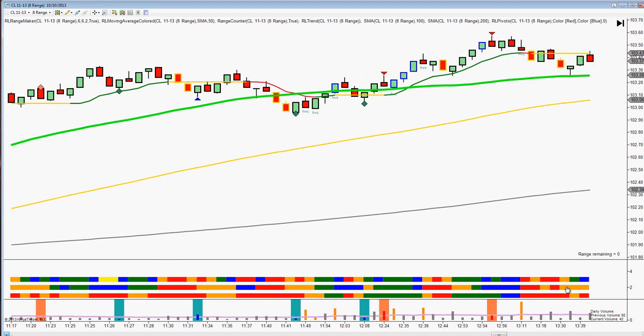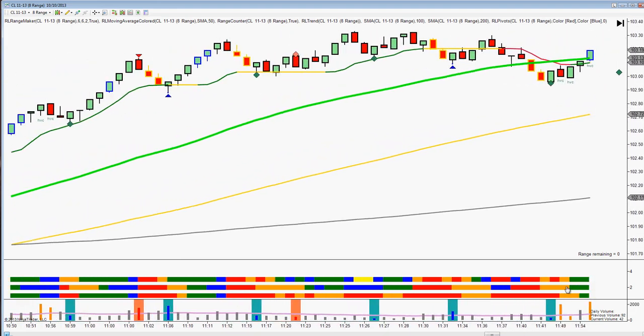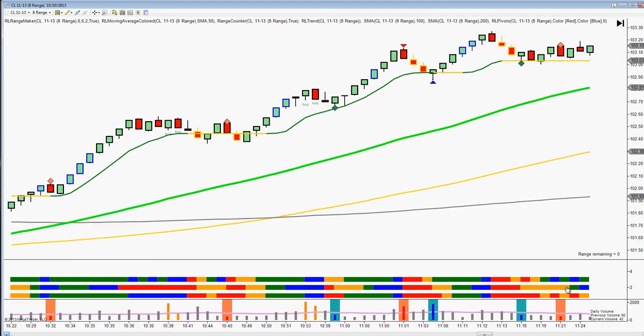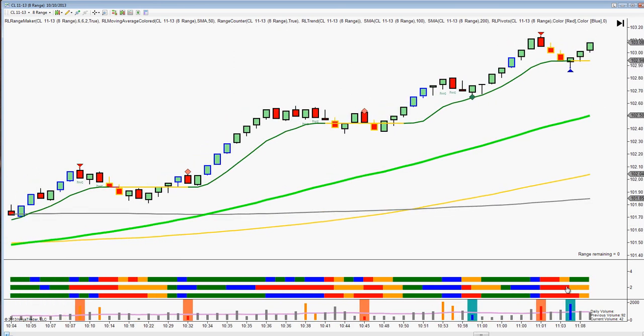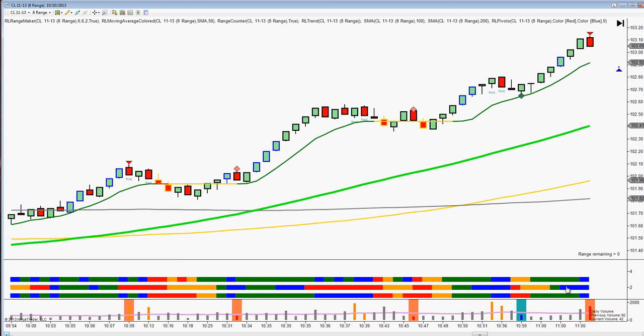And what makes the order flow indicator such a powerful indicator is when the signal is taken in context with market structure and all the other indicators. Let's take this signal here.